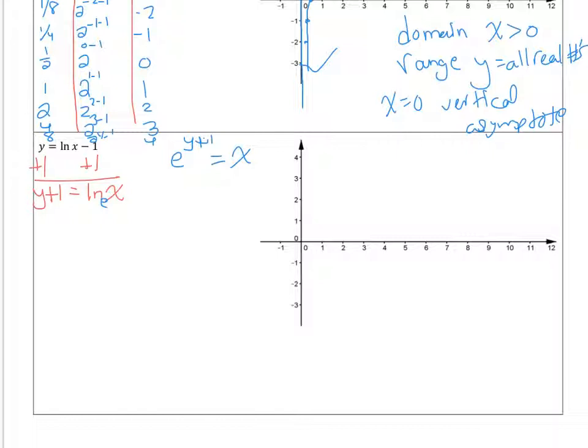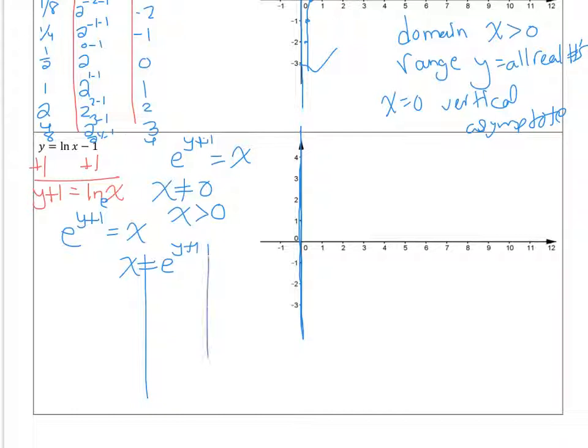Okay, at this point we want to start thinking about the domain, so you can see that x cannot equal 0, and x has to be positive. So our y-axis here is going to be our vertical asymptote. And let's look at this in terms of an exponential. So we have a base of e, and the log of anything is the exponent, so we have e to the y plus 1 equals x. So we're going to set up a table. x equals e to the y plus 1. And we're going to, again, look at things a little bit backwards.